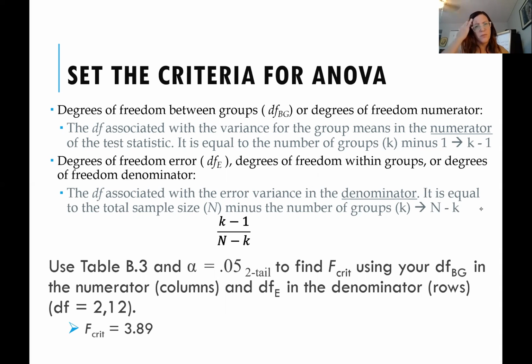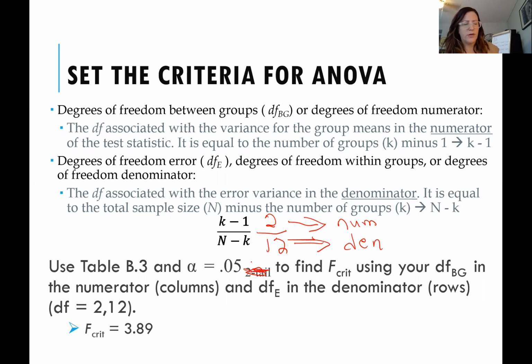So now we have 2 and 12. Part of the reason I put it like this is that in the textbook, one says numerator and the other says denominator when you're looking it up. At the very top, it says degrees of freedom numerator. If we're using 0.05, and you can ignore the 2-tail because the ANOVA is always a 1-tail, we look up 2. Then in that very first column, where it says denominator, you go down and find 12.